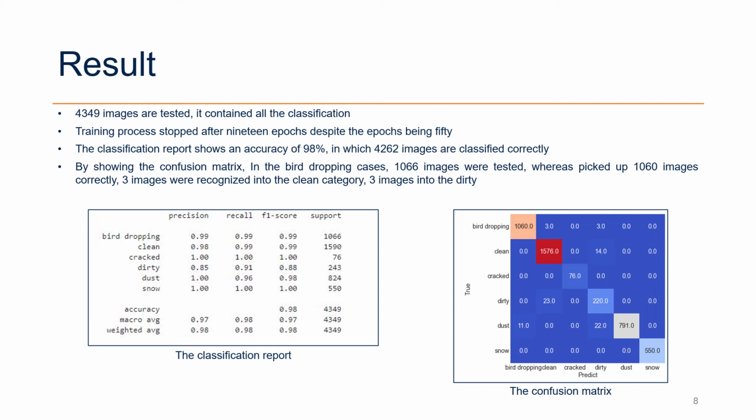By showing the confusion matrix, for example, in the bird dropping case, all 1,066 images were tested, whereas 1,060 images were picked up correctly and 3 images were recognized into the clean category. Also, 3 images were fed into the dirty classification.